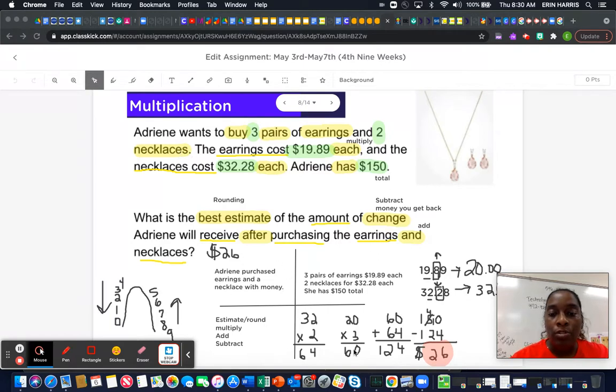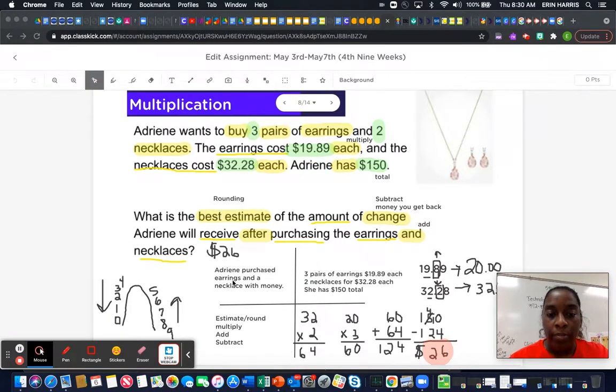I used the 3 read strategy here. So I put the story is Adrian purchased earrings and a necklace with money. In the second box, I wrote the numbers. So she bought 3 pairs of earrings and they cost $19.89 each. She bought 2 necklaces for $32.28 each, and she has a total of $150.